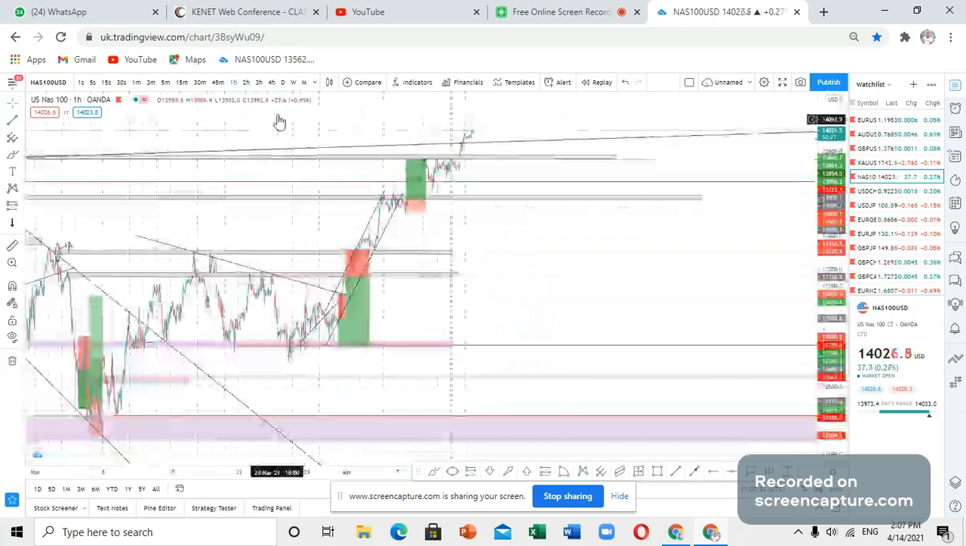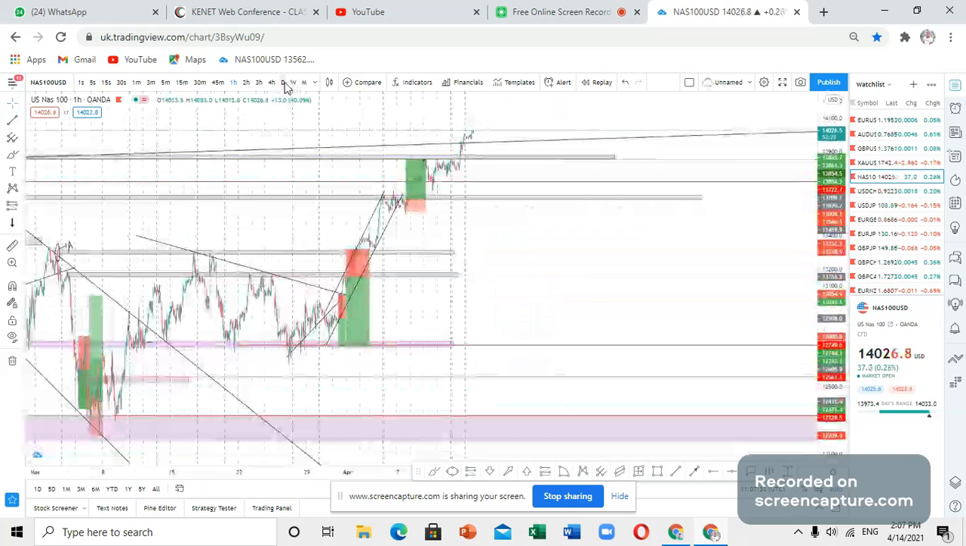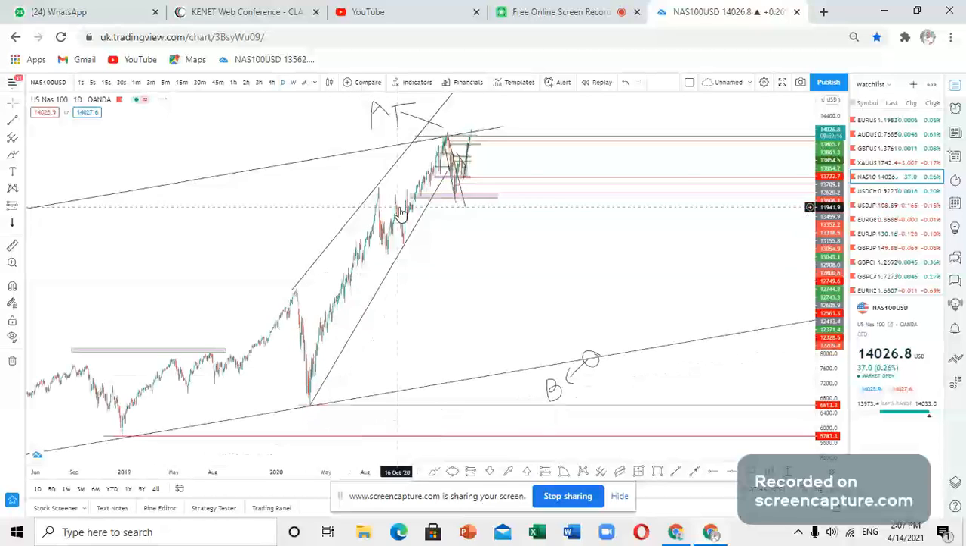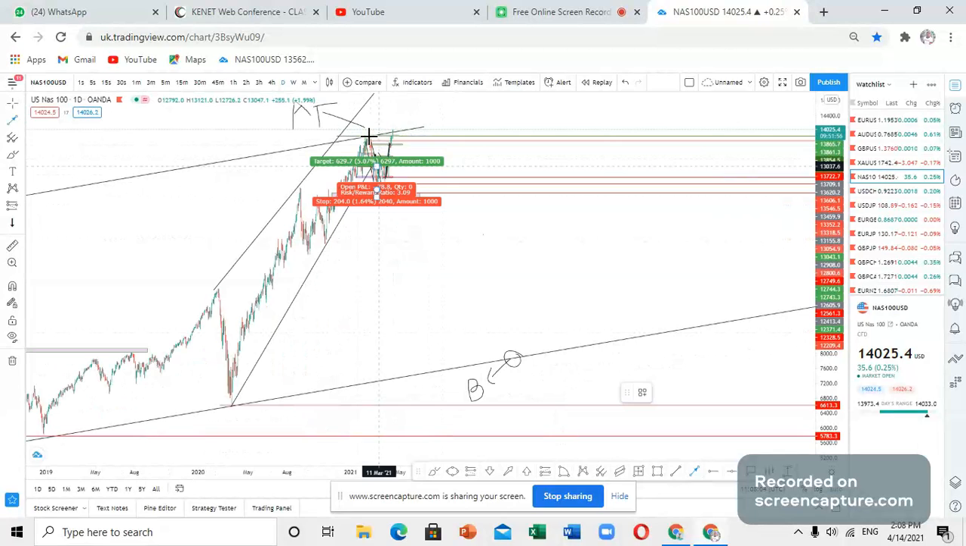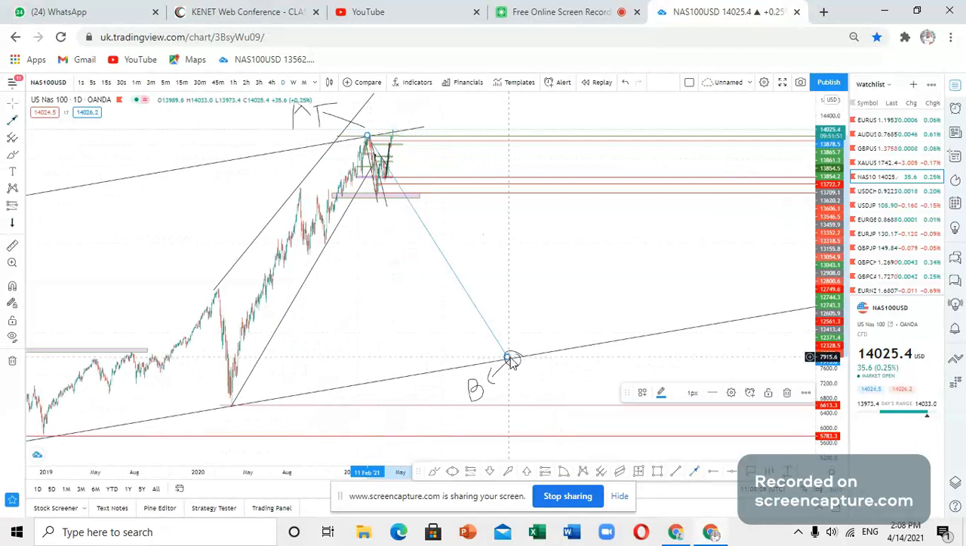But let me move to a daily time frame. Remember, early last month we had a touch to the upside at this position, at position A, on the trend line above it. So generally, I was expecting the market to move to the downside. I was expecting the market to move from this position to that position, and then for it to move back to a higher position.